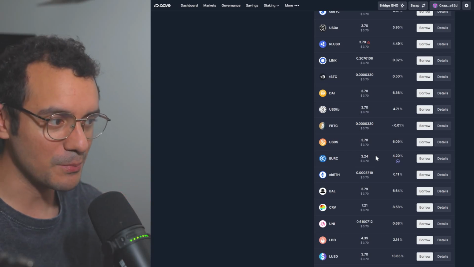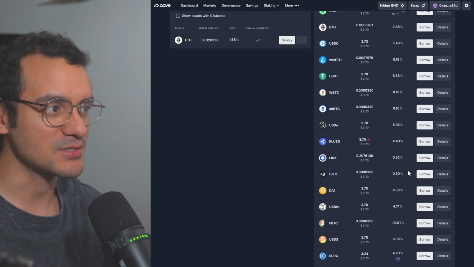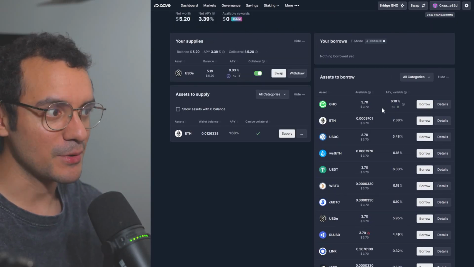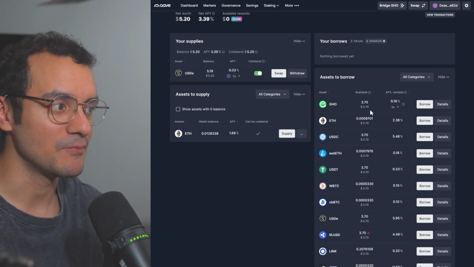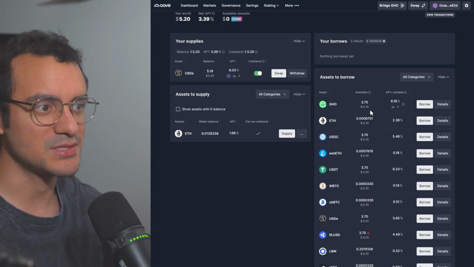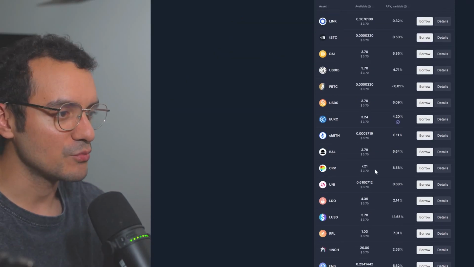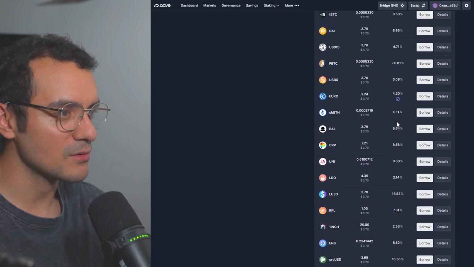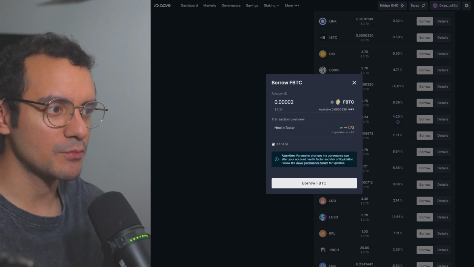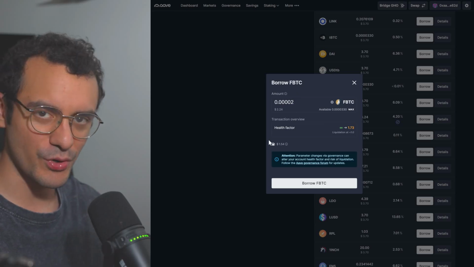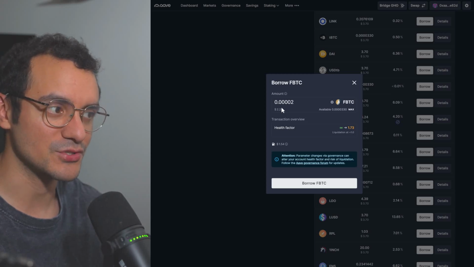If the coin goes up, then your health factor could drop because, of course, your supply is the same, but the conversion rate of the money that you borrow has increased. For example, let's say I deposit $10 and I'm going to borrow FBTC here. Let's suppose I'm going to borrow $2 of Bitcoin right now. This amount is worth $2.24 at this moment.